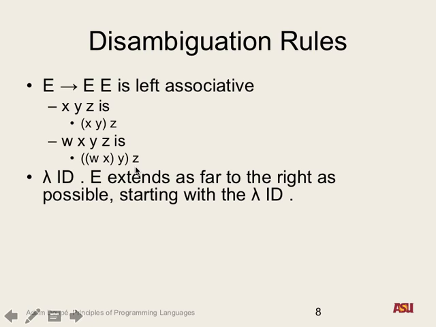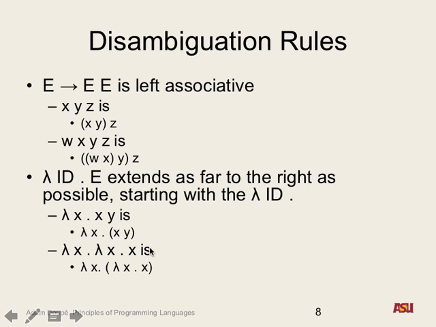Okay. Now if we have lambda id dot expression, the idea is we're going to extend as far to the right as possible, starting with lambda id dot. So for instance here, x and y are both going to be part of the expression. When we write it like this, lambda x dot xy, this means the same thing as lambda x dot parentheses xy. Just like when we see this, lambda x dot x, this inner one is going to be just x, and the outer one is going to include this expression here. Okay. Cool. Let's stop here for now.